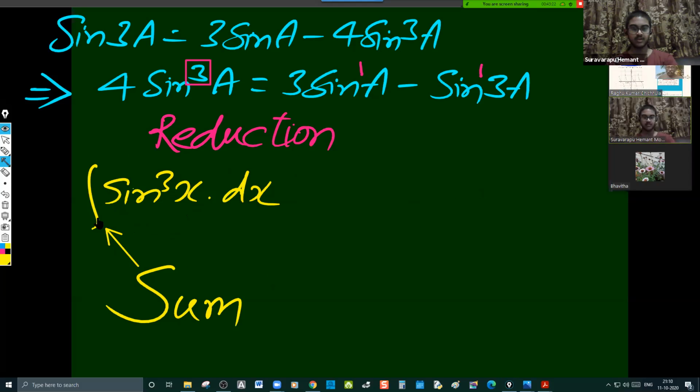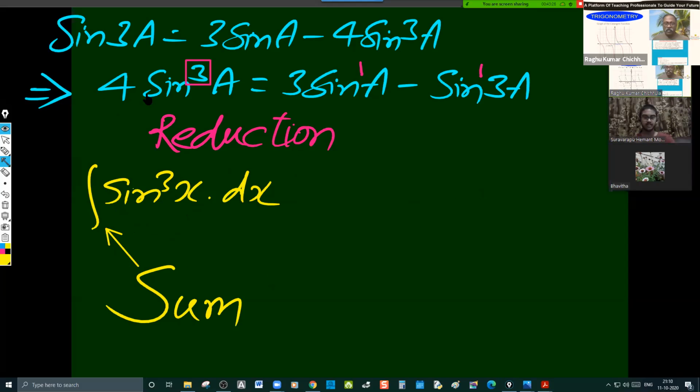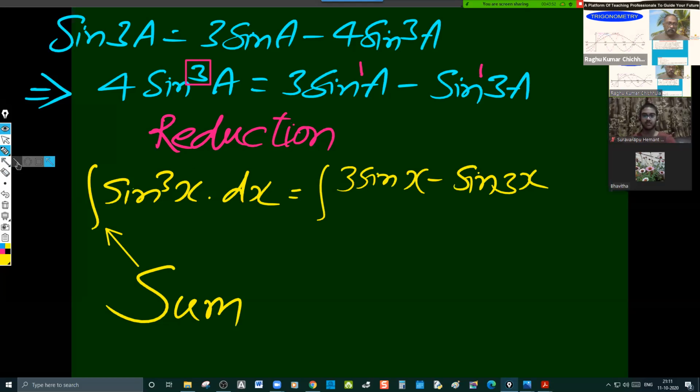Yes, sir. You have differentiation, you have integration. Without this, some physics concepts cannot be solved. So what happens now? This integral of sine cube x, you cannot integrate directly. Then you must remember this. You have to reduce the power. So what we do, we write it as 3 sine x minus sine 3x, whole divided by 4.